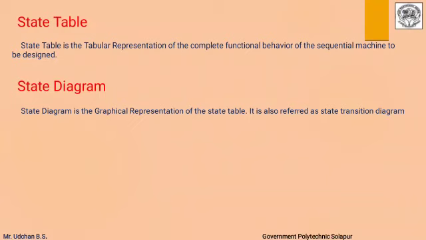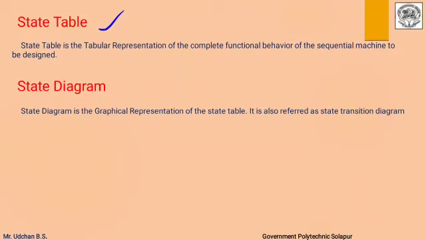First, we will see the definition of the state table. We already know this. The state table is the tabular representation of the complete functional behavior of the sequential machine to be designed, and that sequential machine may be of the Mealy model or the Moore model. And the state diagram is the graphical representation of the state table. It is also referred to as the state transition diagram.